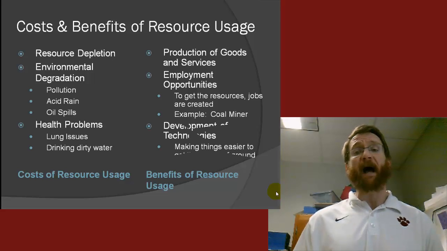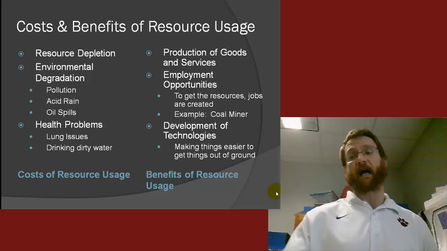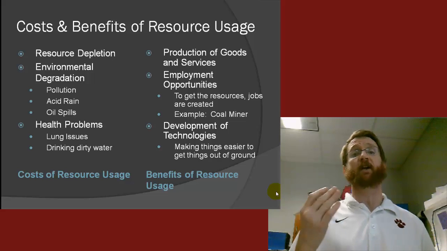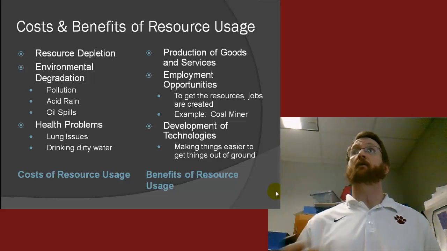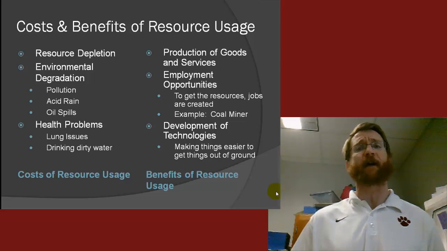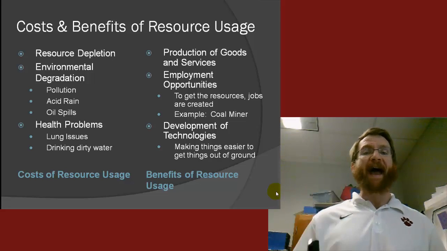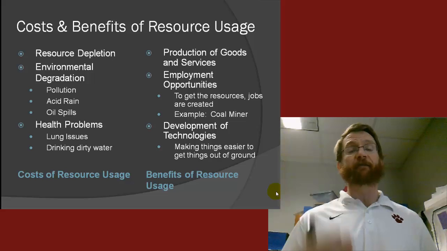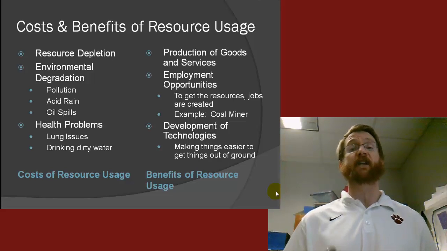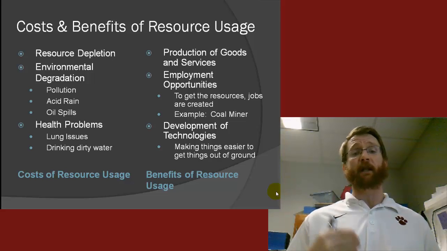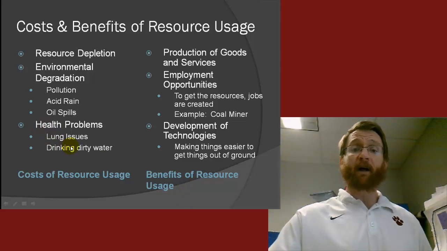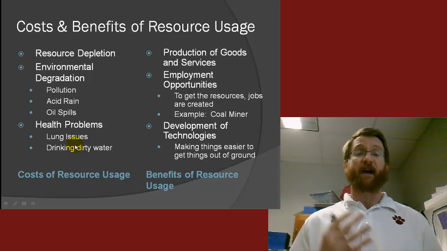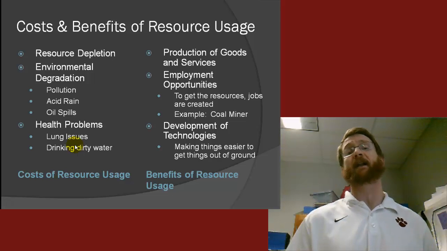But again, the positive is that we are able to develop technology, and this technology makes it easier to get things out of the ground. One of the current ways that we in the United States get resources out of the ground, oil or petroleum, is called fracking, hydraulic fracturing. The development of that technology in the late 2000s made us able to become more energy independent, because we can now pull it out of the ground. The negative is that those that do frack are being accused of causing earthquakes. Fracking is also accused of getting into the drinking water and creating bad water for people.